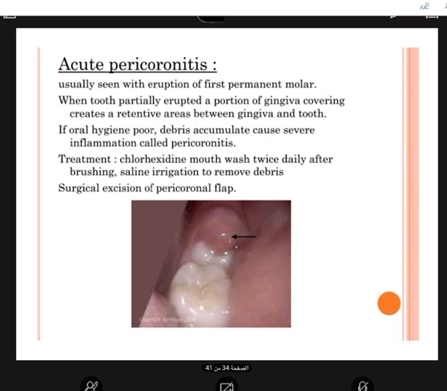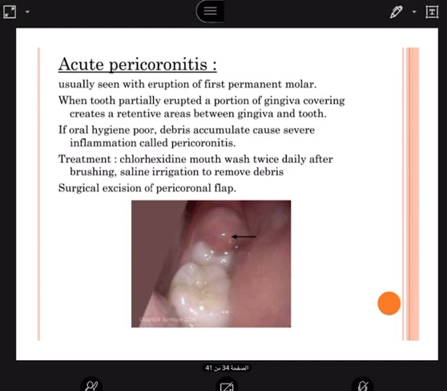So acute pericoronitis is usually seen with the eruption of the first permanent molar. Pericoronitis basically means there is inflammation of the pericoronal flap. When a tooth is partially erupted, a portion of gingiva covering it creates a retentive area between the gingiva and the tooth. If you look at the picture where the arrow mark is, you can see the mesial aspect of the tooth, and then there's a pericoronal flap here. In between this, this area will be infected.